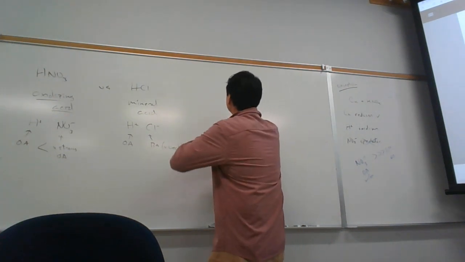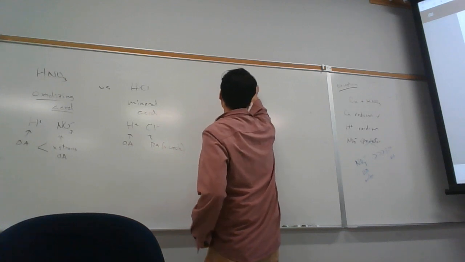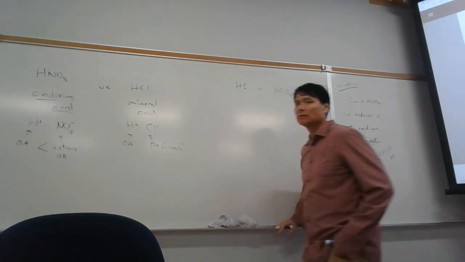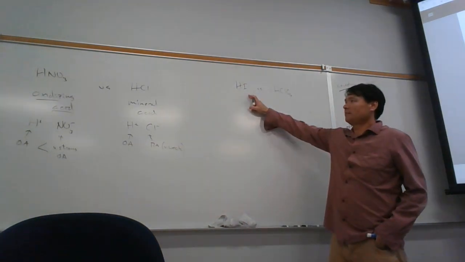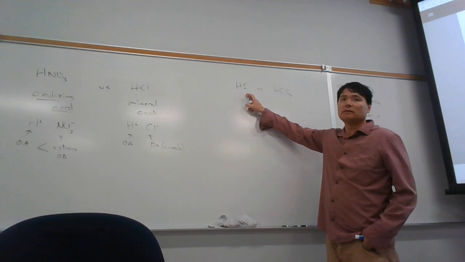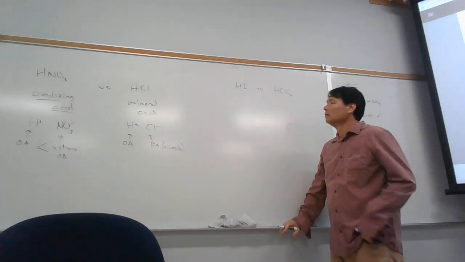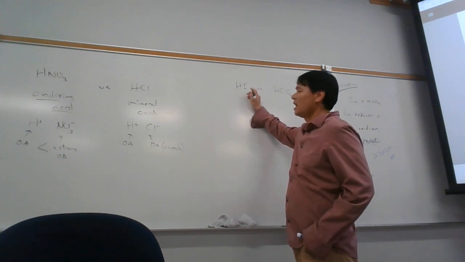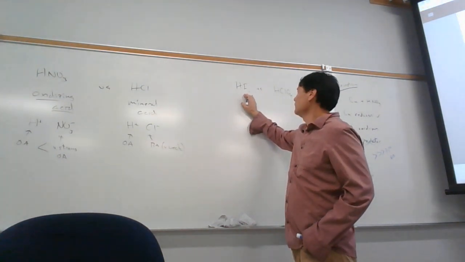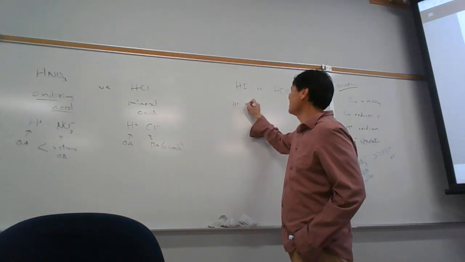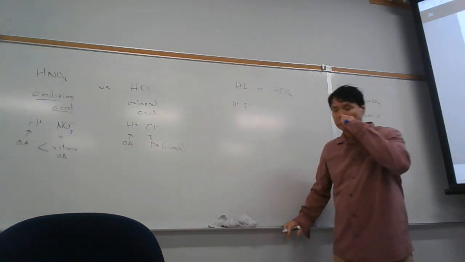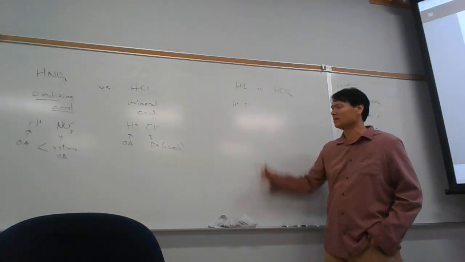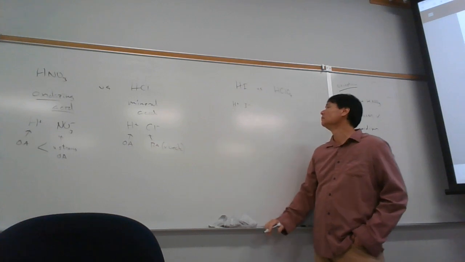Let's look at this. HI versus HClO4. HI, do you know what the name of this is? Hydrogen iodide, but as the acid we call it hydroiodic acid. So when we look at hydroiodic acid, is that a mineral acid or is that an oxidizing acid? Mineral. It's a mineral acid. The only oxidizer here is H plus. Iodide is a reducing agent. It's a better reducing agent than chloride.